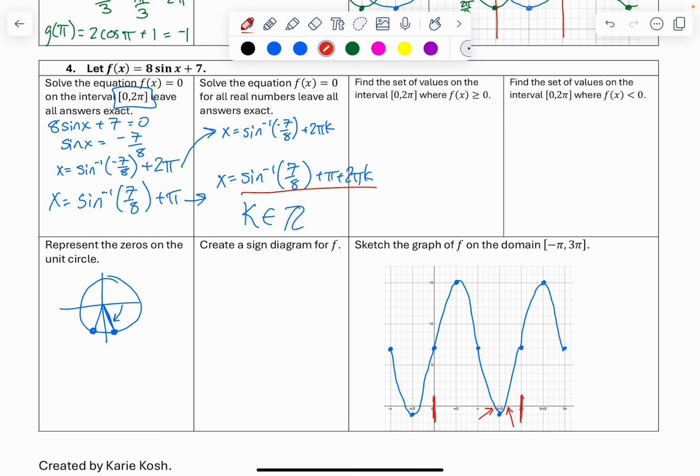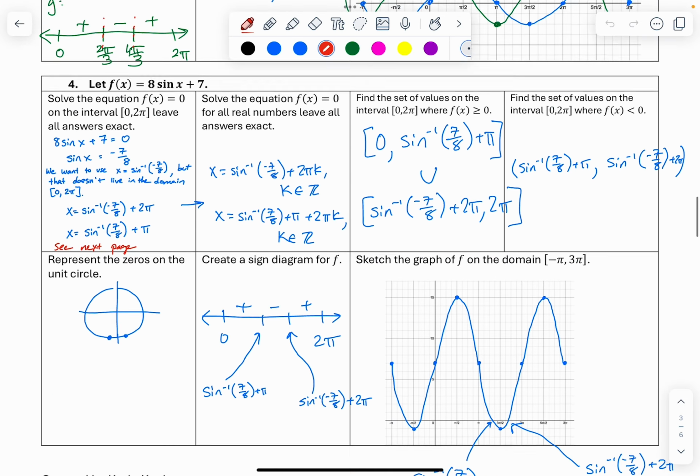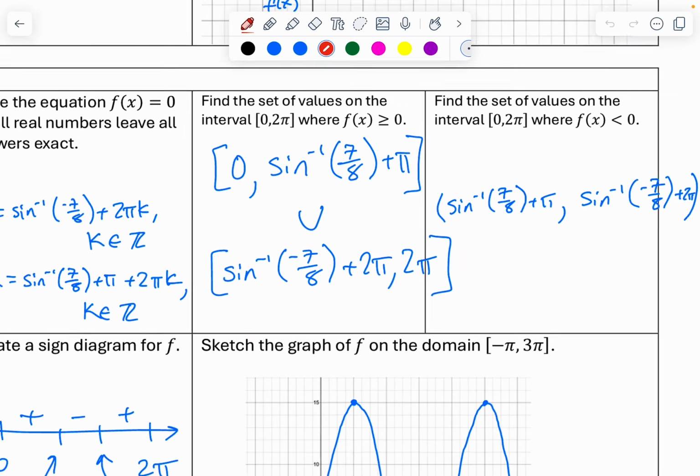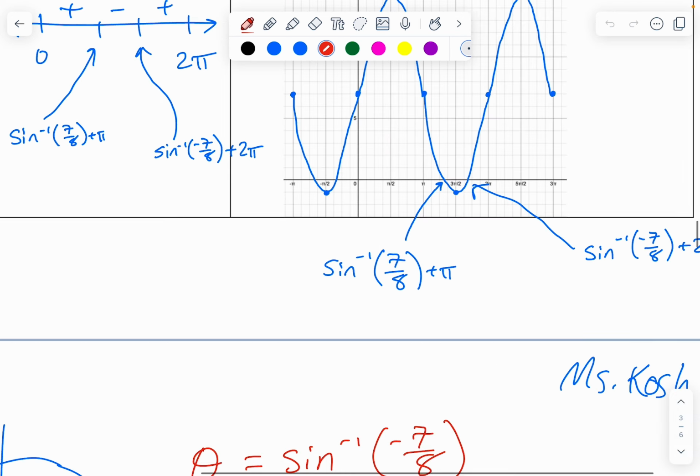You know what? I think I already worked this. No, I have to come back this way. Okay, here's what we're ultimately going to do. It just didn't seem like you needed to watch me do all this. So it's going from 0 to the quadrant 3 answer for the positive, and then the quadrant 4 answer to 2 pi. I lied, 2 pi. And then it's between those two where it's less than 0.